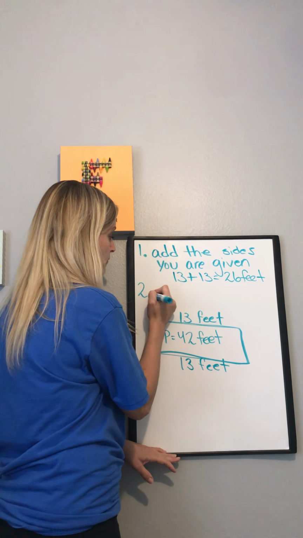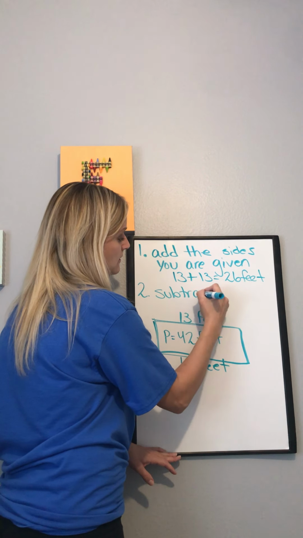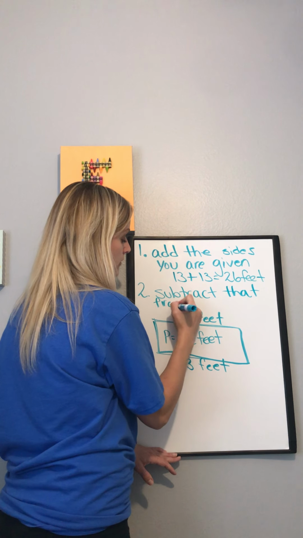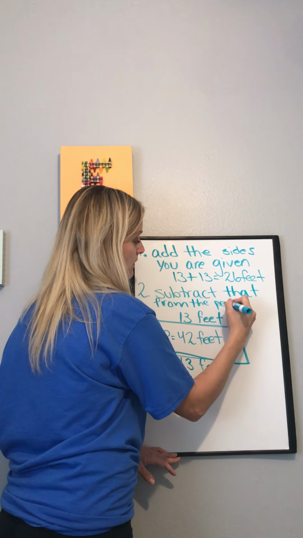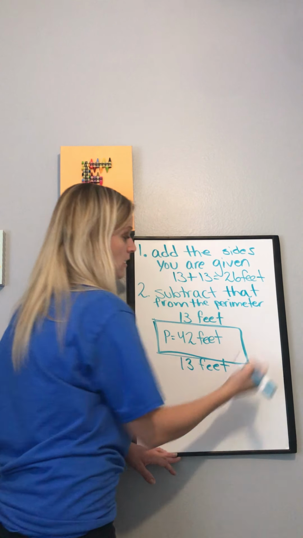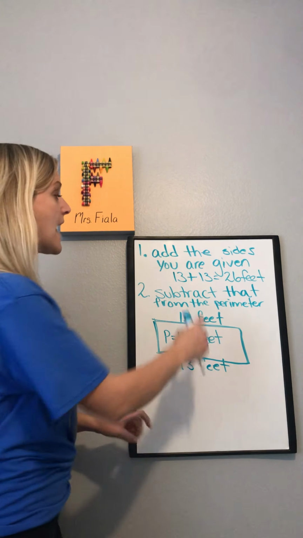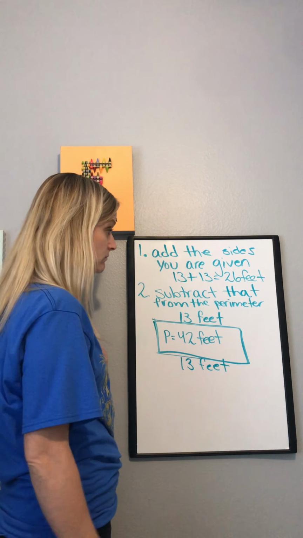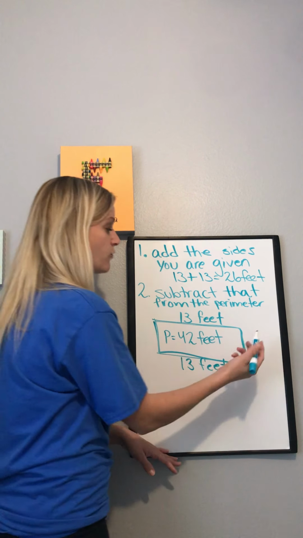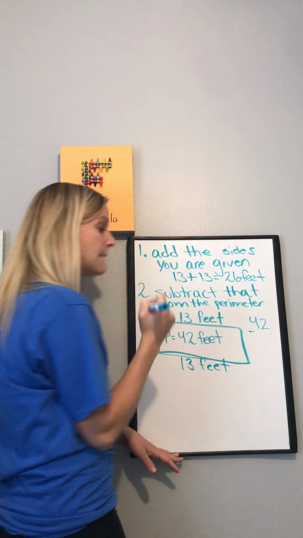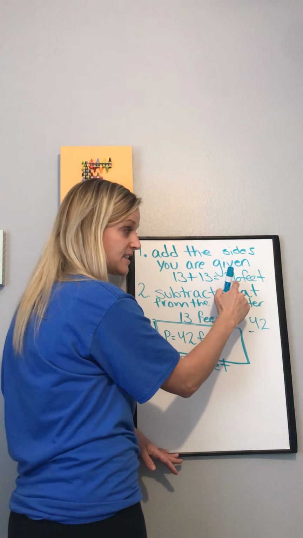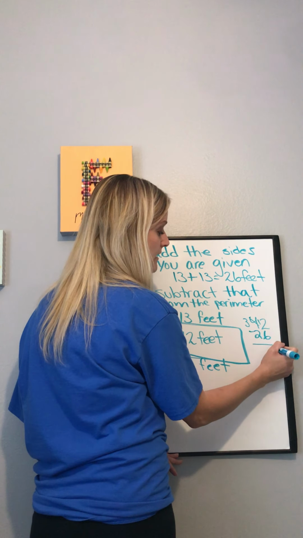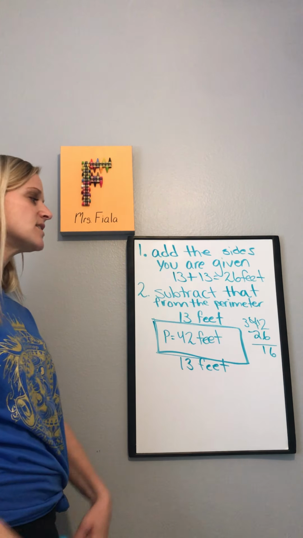Step 2 is to subtract that from the perimeter. Okay, so I'm given the perimeter of 42 feet. So I added my side length, 13 plus 13, I got 26 feet. You could also multiply by 2 if you want to. Now I'm going to subtract that from the perimeter. The perimeter is 42. I'm going to do 42 minus the 26 that I got, the 26 feet. Okay? And when I subtract that, I get 16.